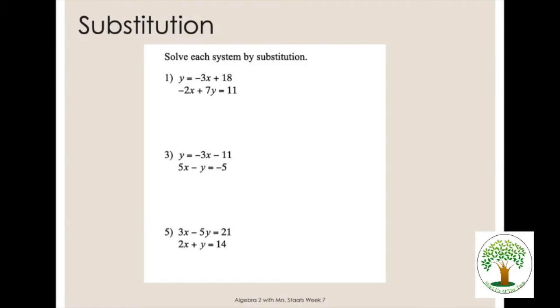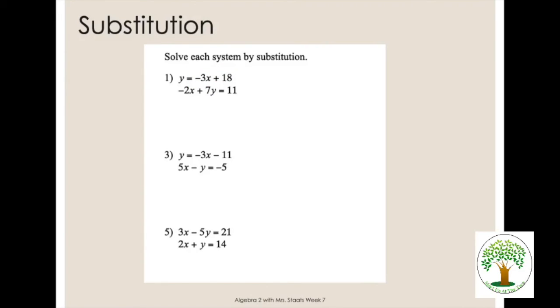One's called substitution. Most of the time, the best way to pick for substitution is if we have a variable already solved for. For example, this top one has y equals in it. Y equals already by itself. To do substitution, what we do is we now know a new name for y. Y is negative 3x plus 18. So in this other equation, we're going to substitute in negative 3x plus 18. Is this familiar to anyone? Okay. So here we go.